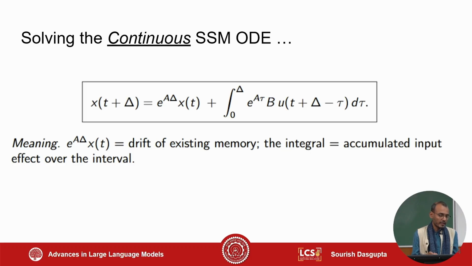Here e raised to A delta times x(t) should be understood as the drift of the existing memory. The integral is the accumulated input effect over the interval. Right, so this is the continuous solution.